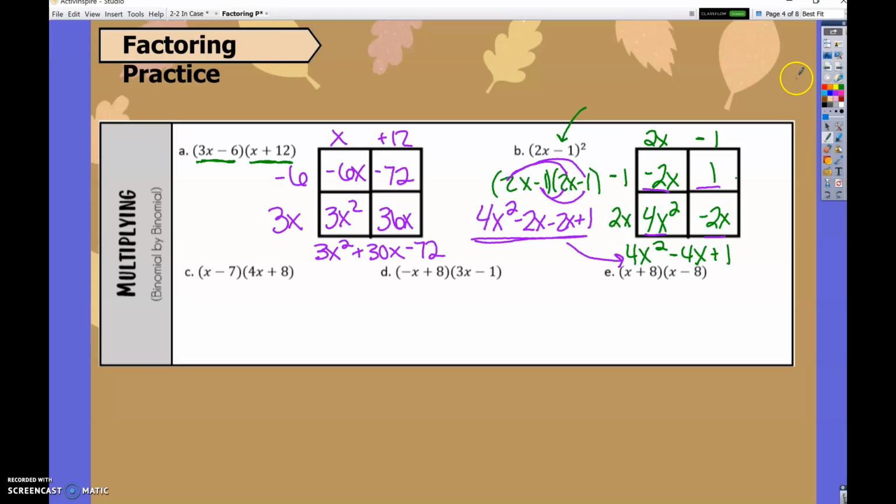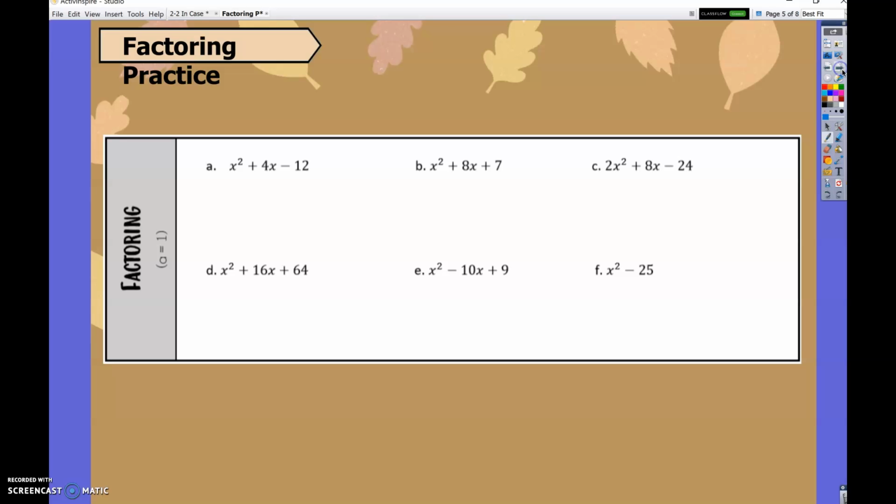So again, we multiply practice going forward. We take a factored term and give us a standard equation. Now we're going to use a standard equation and try to think of what it was before it got multiplied. So these ones are a little bit easier because most of the terms have the a as 1. That means the number out in front of us here is 1.